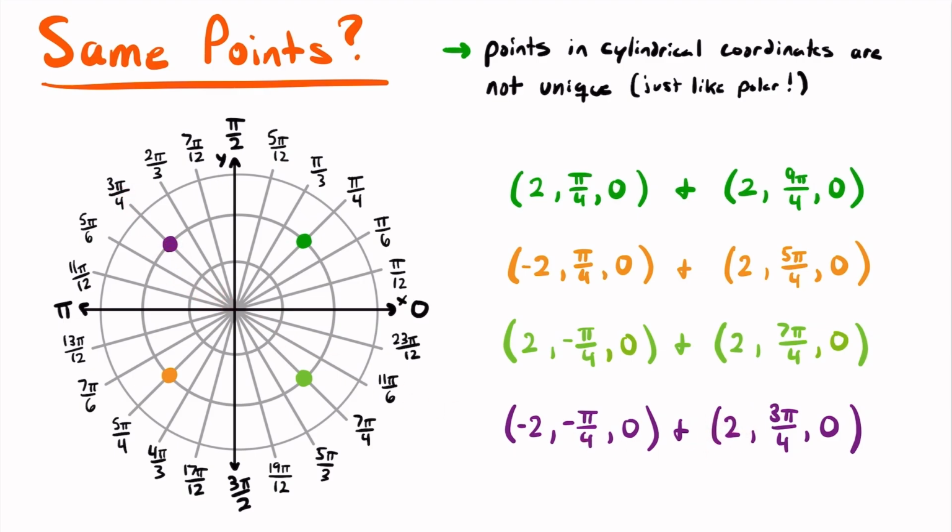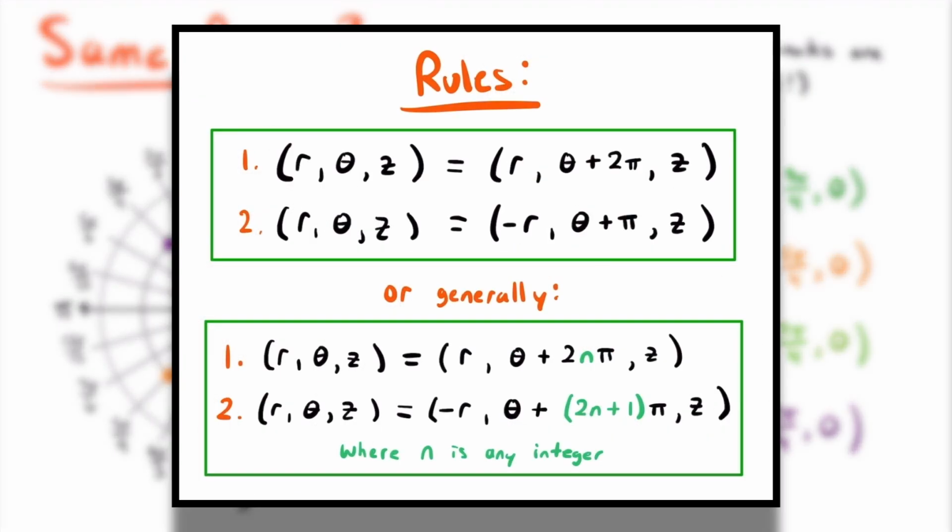Okay, so the bottom line here, what I'm trying to get across is that there are a lot of different coordinates that could represent the same point in the cylindrical coordinate system, just like in the polar coordinate system. And so these are the rules that you want to know regarding that fact.